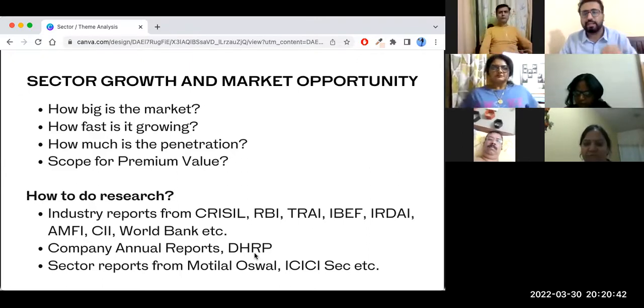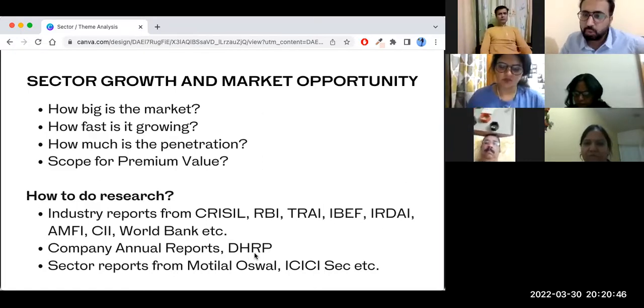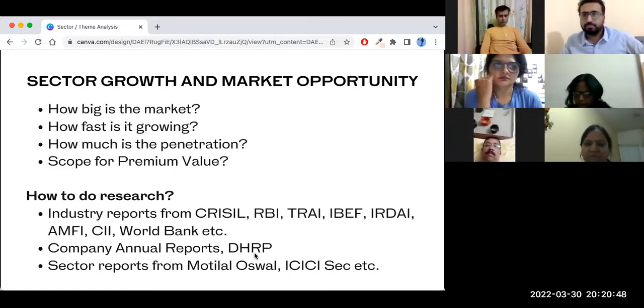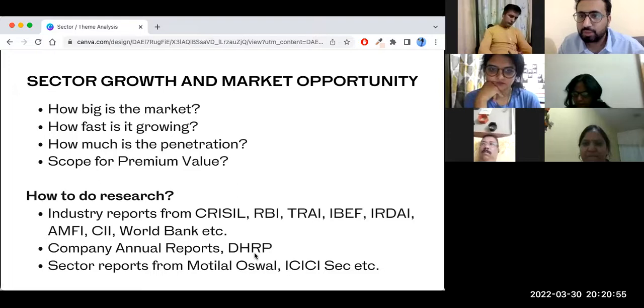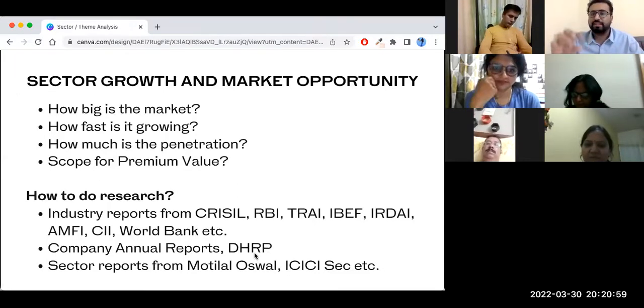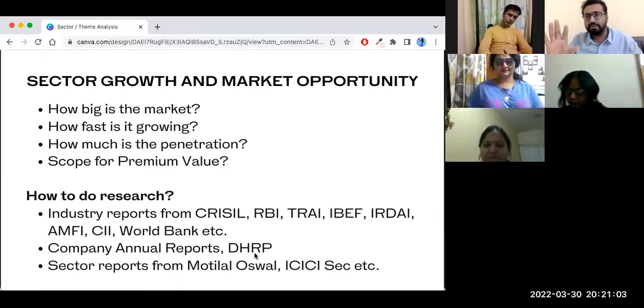Then there are also sector reports published by brokers. Now you have to understand, how do brokers make money? Brokers are Motilal Oswal, ICICI Securities, Zerodha. They make money whenever a transaction happens, right? So their business is actually to grow their number of transactions. Simple. Grow the number of transactions.